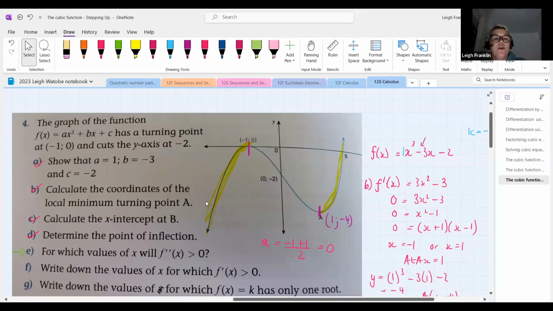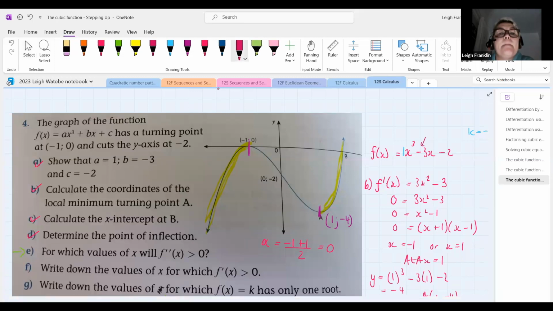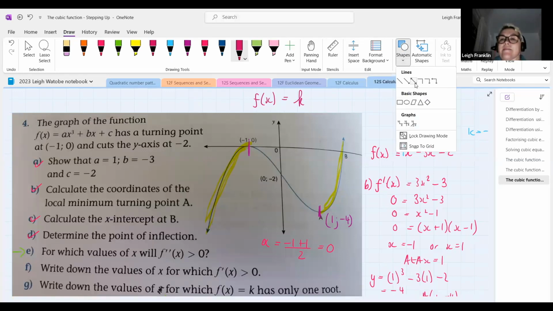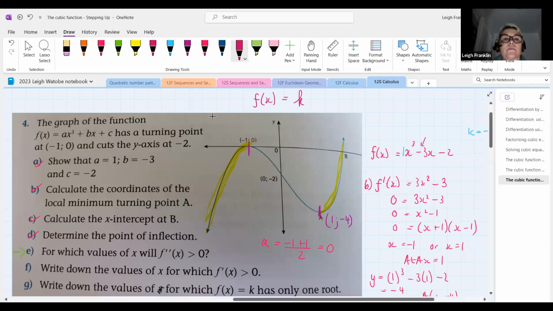So what does f of x equal k mean? Does anybody know what f of x equals k means? What does k represent? Kamakhelo? Ma'am, I'm not quite sure, but I think it means that the y-value of f at x is equal to k. You are on the right track.